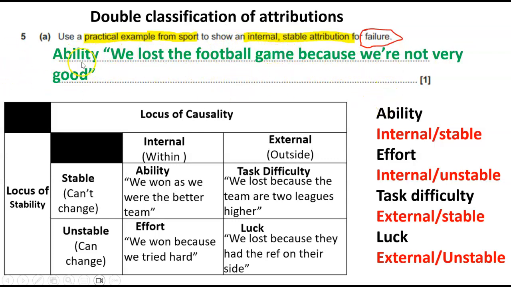So if you look at that, that will be how the question is double classified in this case, and then we have had to put that into an example from sport using a quotation that applies that key thing linked to ability. So you can see how that would work. That's an example of that as we go through.